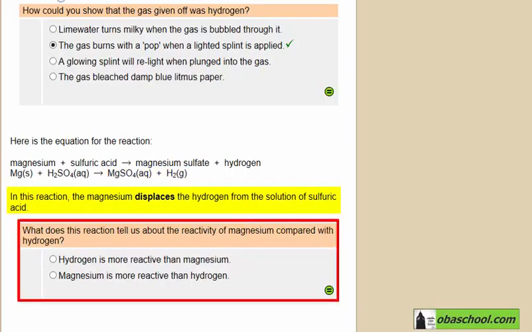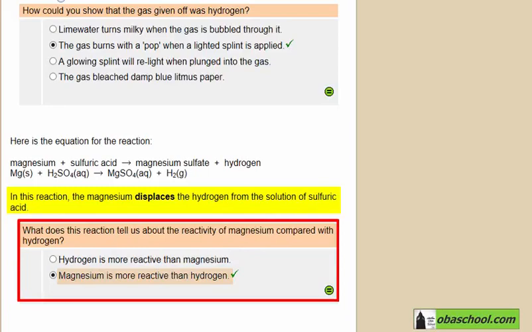What does this reaction tell us about the reactivity of magnesium compared with hydrogen? Is hydrogen more reactive than magnesium, or is magnesium more reactive than hydrogen? This equation shows that magnesium displaces the hydrogen. So yes, this means that magnesium is more reactive than hydrogen because a more reactive metal will displace a less reactive one.